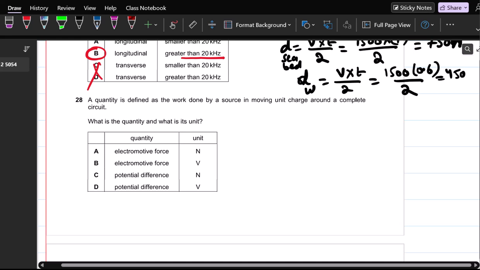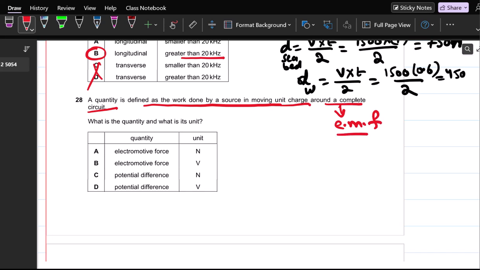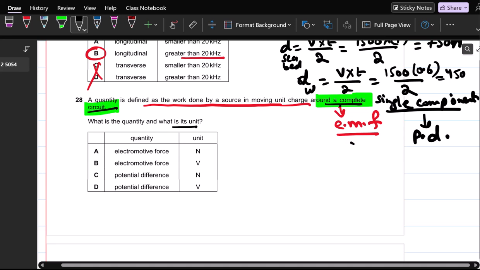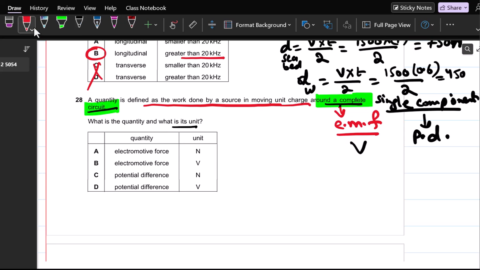A quantity is defined as the work done by a source in moving a unit charge around a complete circuit. This is the statement or definition of EMF, electromotive force, because they are talking about around complete circuit. अगर यहाँ पर single component होता, if it is single component, then it will be potential difference, P.D. So what is the unit of EMF? It is volt. So B is right. Quantity is electromotive force. Unit is volt.